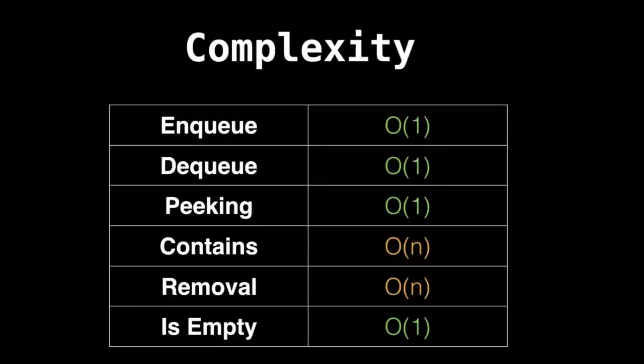However, checking if an element is contained within the queue is linear time, since we would potentially need to scan through all of the elements. There's also element removal, not in the sense of dequeuing or polling, but in actually removing an element from the queue internally. This also requires linear time, since we would have to scan through all elements in the worst case.